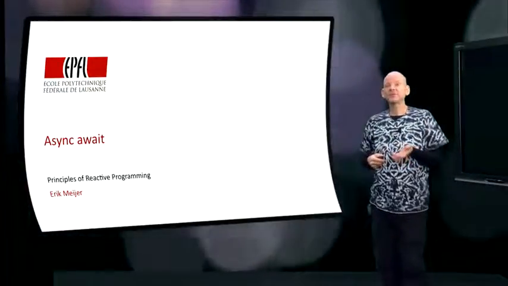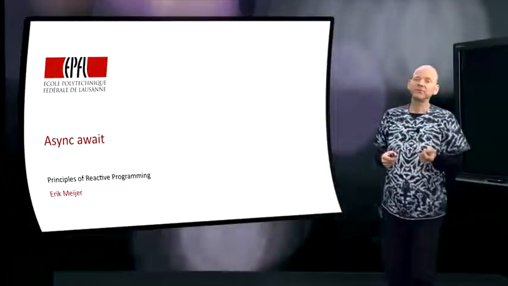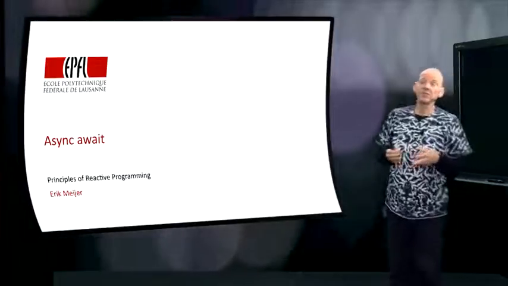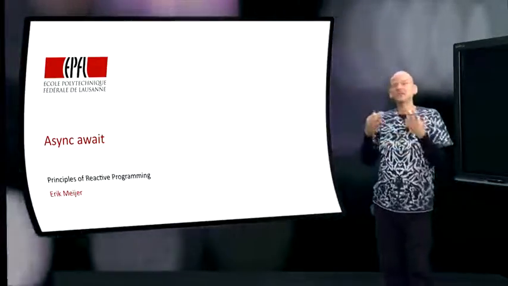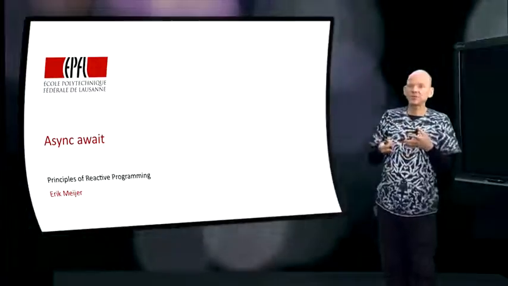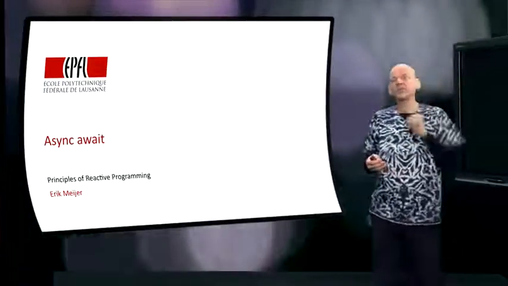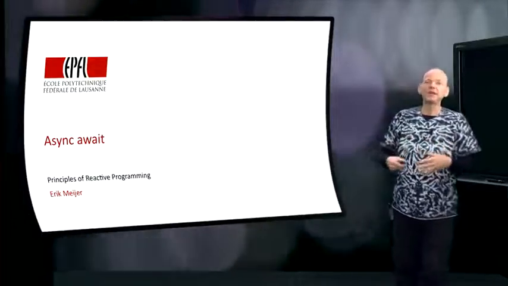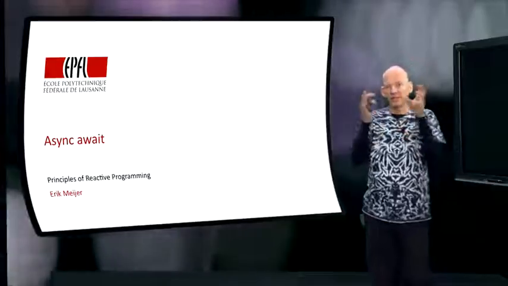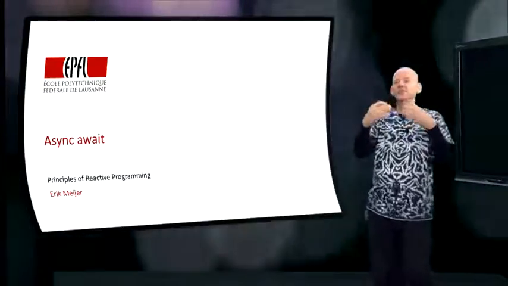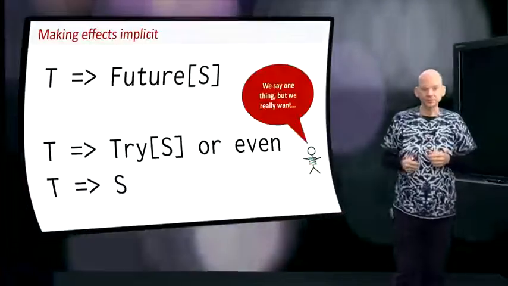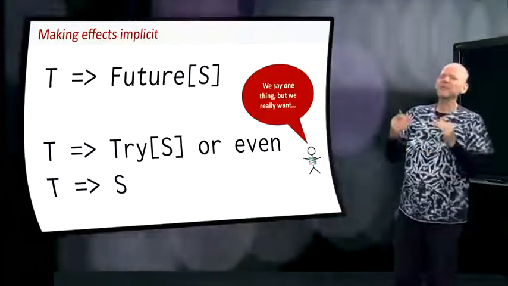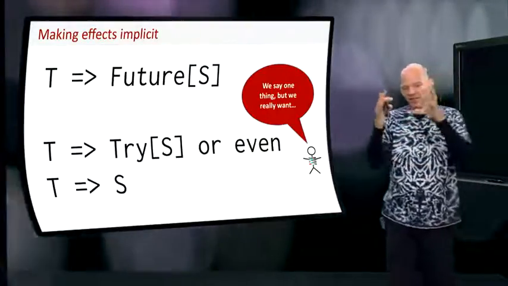But the price that we have to pay is that we have to write things using flatMap and higher order functions, where sometimes really what we want to do is write just simple old-fashioned control flow. And async await is a feature that allows you to go back, forget about futures and so on in a limited context, and then just write regular imperative code. So what we want to do is make effects implicit again, but in a limited scope.